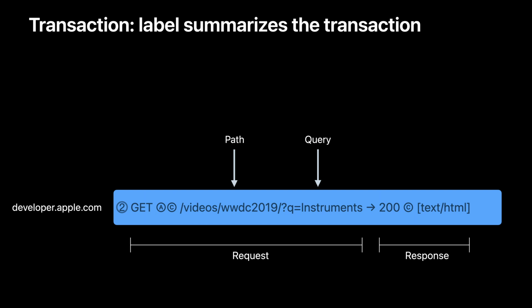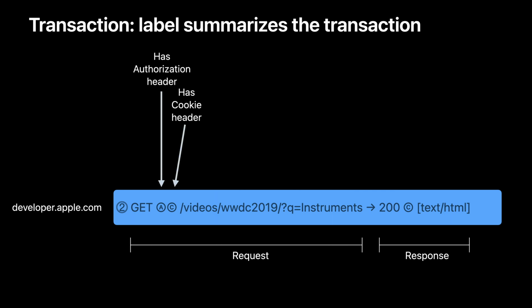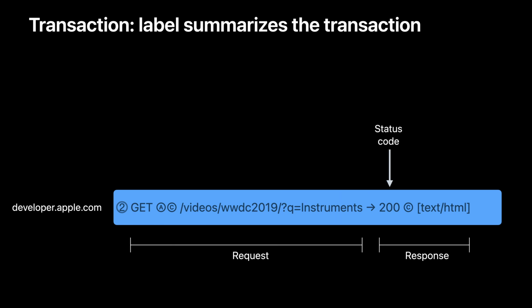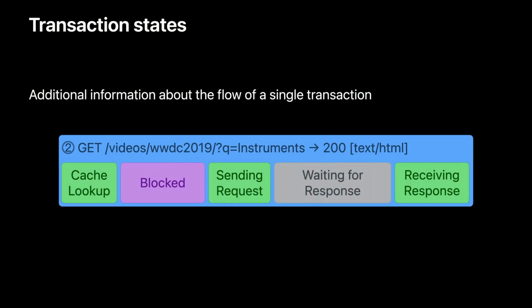In addition to that, the interval label displays the HTTP version, the HTTP method, and whether the request sent an authorization or cookie header. These are often useful to understand authentication flows at a glance. For the response, you get the status code, whether the response contained a cookie, and the content type of the response. How long the request and the response took, as well as more detailed timing information about other work that is part of the transaction, is captured by the transaction states.